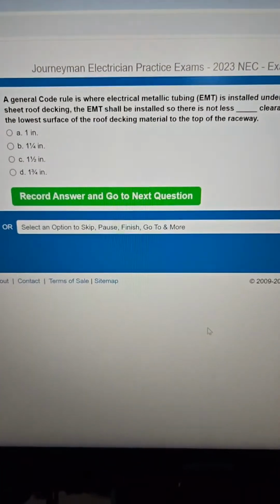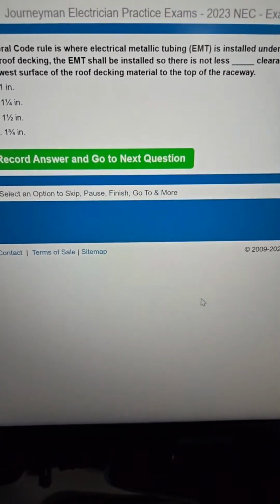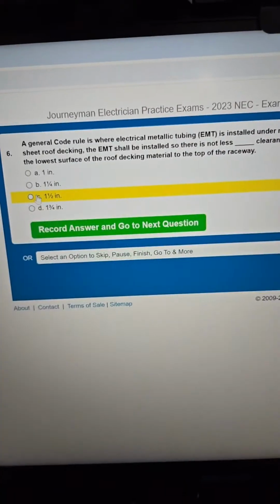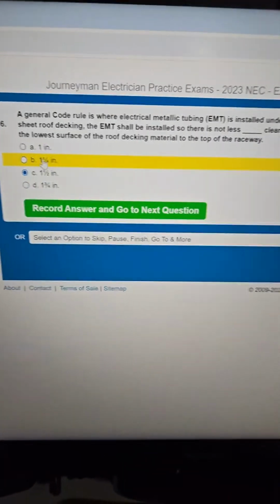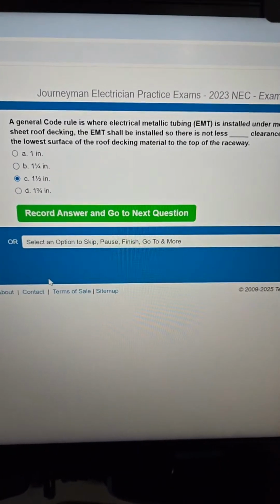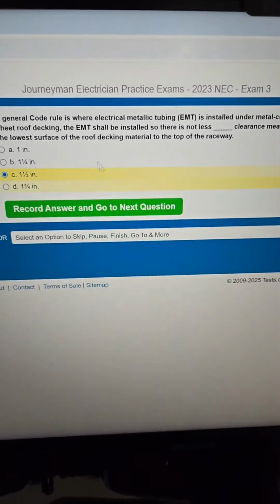A general code rule where electrical metallic tubing is installed under metal corrugated sheet roofs is going to be 1.5 inches. And these are the questions that I'd like to get more of. So it's 93.5. I think it is too. Appreciate it.